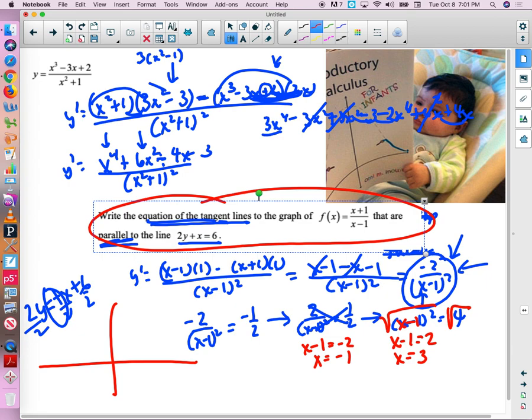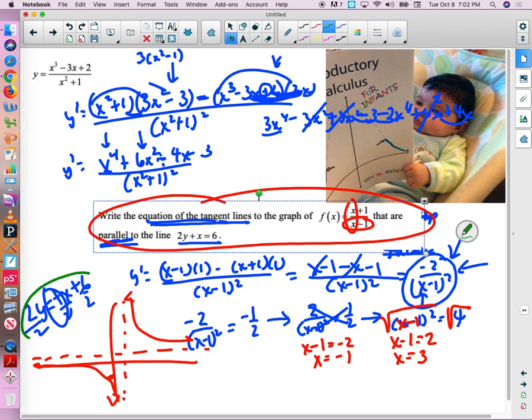Let's talk about what this graph looks like. The powers are the same, so the horizontal asymptote is 1. Vertical asymptote is also x equals 1. And your graph, let's see if you fill in 0. So your graph looks something like this, if you find a few points. The equation of this line right here looks like this. Had a y-intercept of 3.